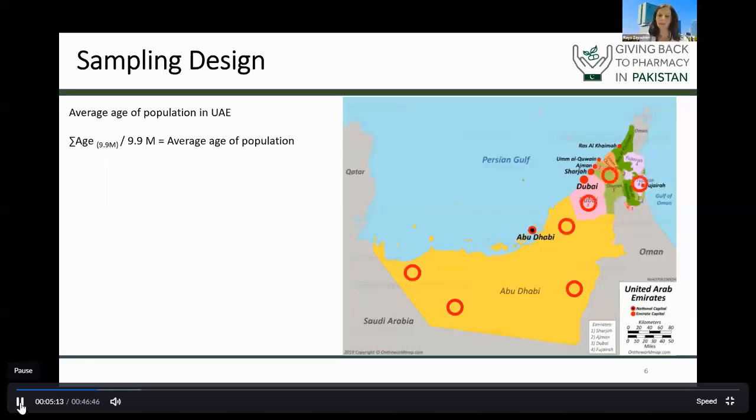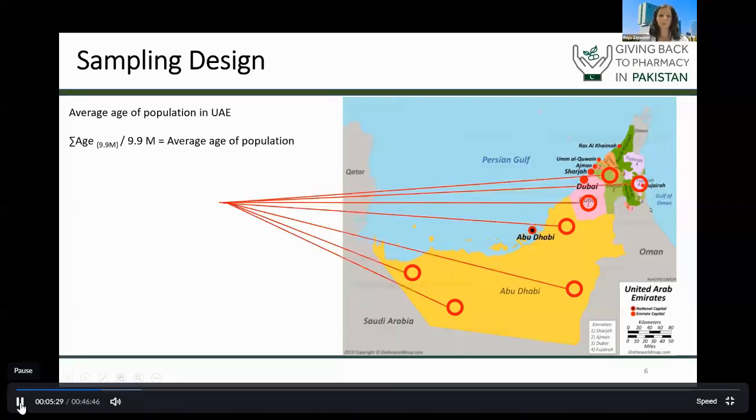You would take different samples from different regions, say 100 people from each emirate. Because, for example, Abu Dhabi is most of the UAE, you want to take different samples from different regions of Abu Dhabi and the other emirates, and you will average the age of that sample. Say you have 1,000 people, you're going to sum the age of 1,000 people and divide that by the number of those people. And that is your mean or average age of the population.